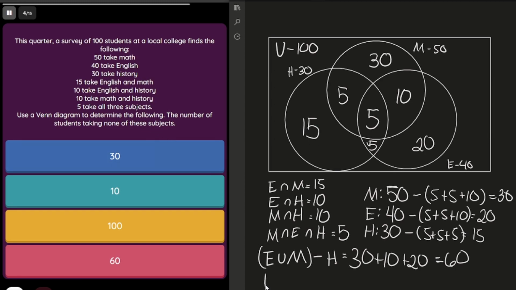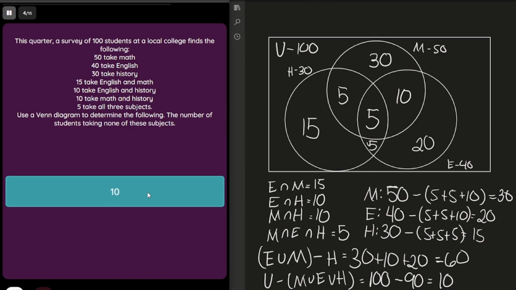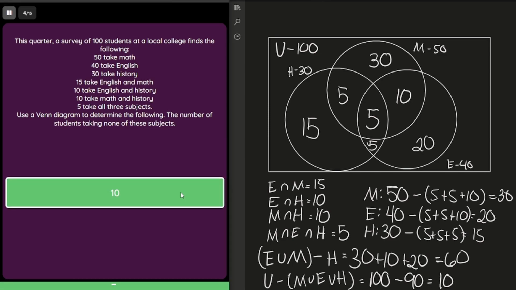You take the total number of students, take away those who are taking math, English, and history. It's going to be 100 minus, adding all of these subjects gives us 90. The answer is 10. There you go.